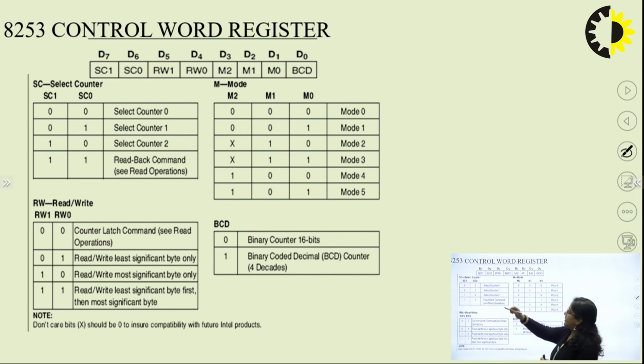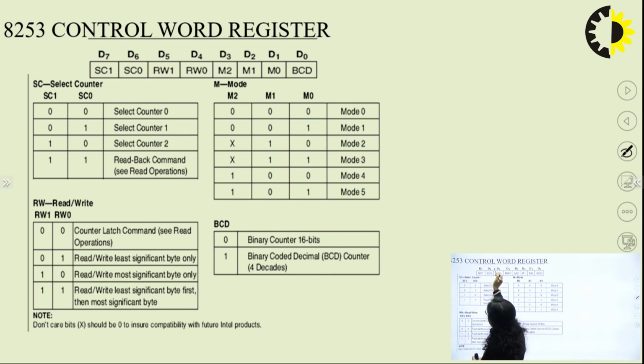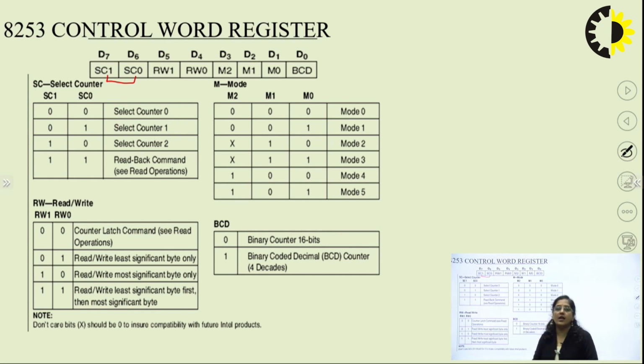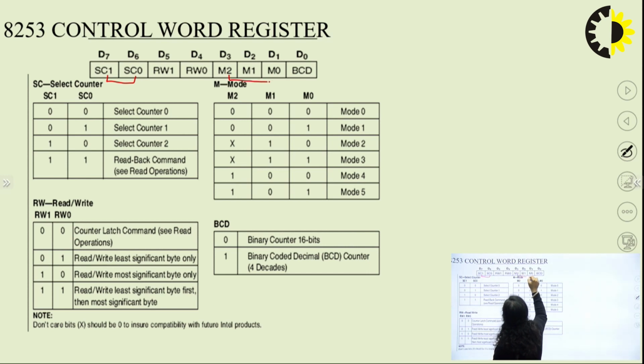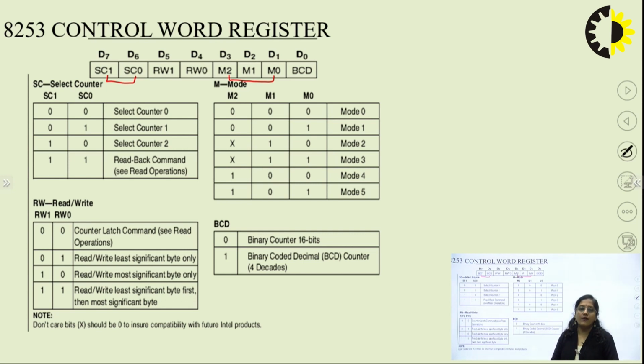The first 2 bits, that is D7 and D6, are used for selection of the counter, whether we are selecting counter 0, counter 1 or counter 2. If these 2 bits are 00, we select counter 0, and we can configure counter 0 in any mode. There are 3 bits used for mode selection: M2, M1 and M0. From 3 bits we have 8 combinations, but at a time we have only 6 modes.